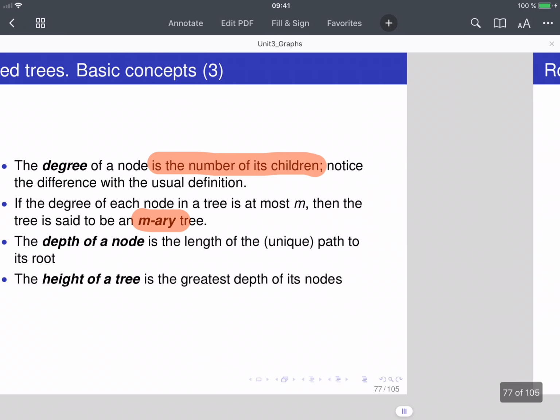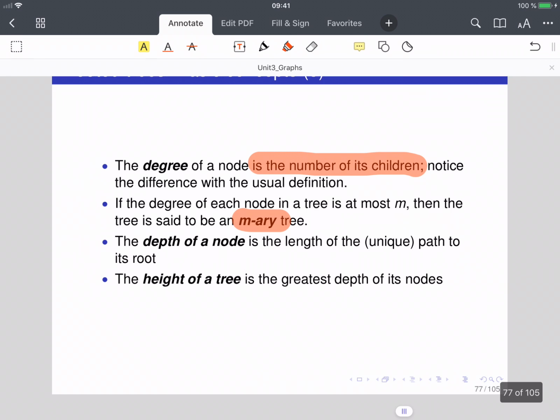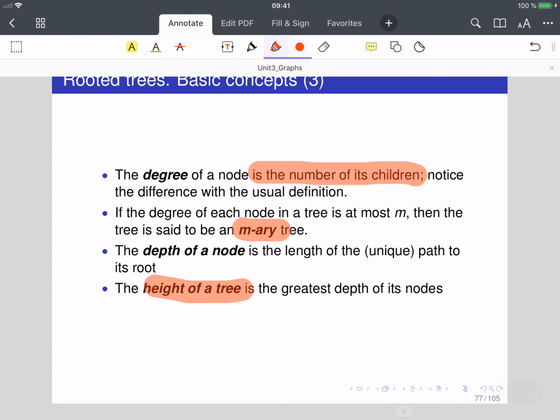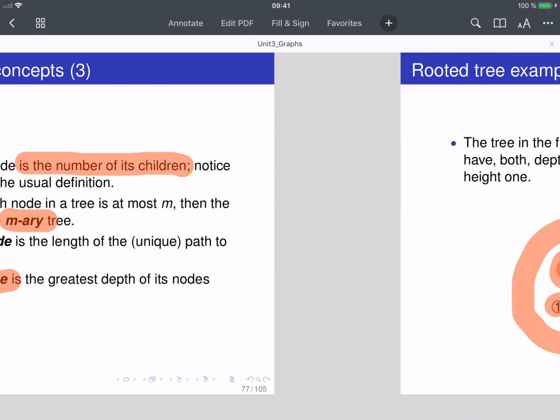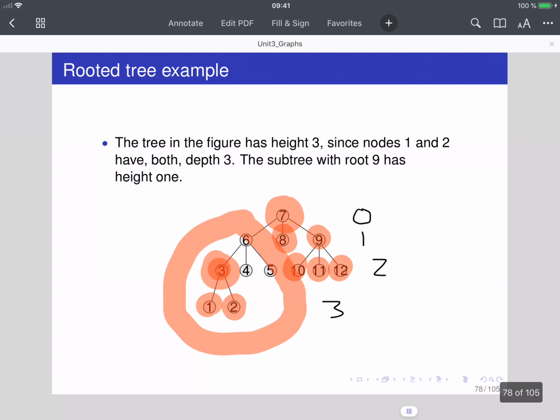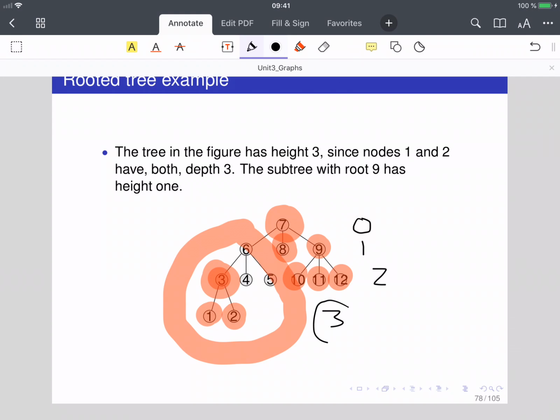And the height of a tree is the greatest depth. Okay, so we count the depth of each of the nodes, and the maximum of those depths is the height of the tree. So in this case, of course, the height of this tree is 3, because that is the maximum depth of the nodes in the tree.